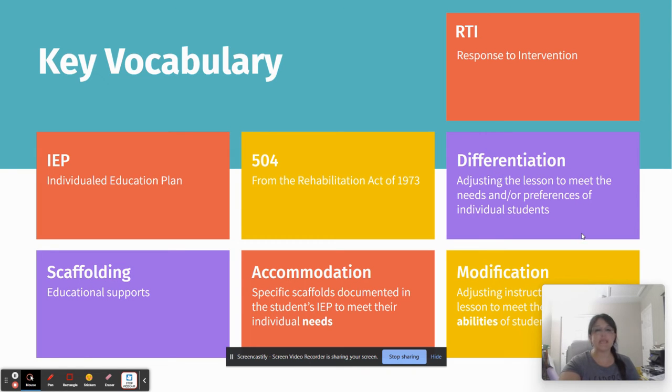Differentiation is a way of adjusting a lesson to meet the needs and/or preferences of individual students. I really like to highlight that "and/or," because if you think back to all of those assessments we took, your multiple intelligences, your true colors that looked at your personality, your four tendencies that looked at how you respond to obligations or expectations that are set for you?